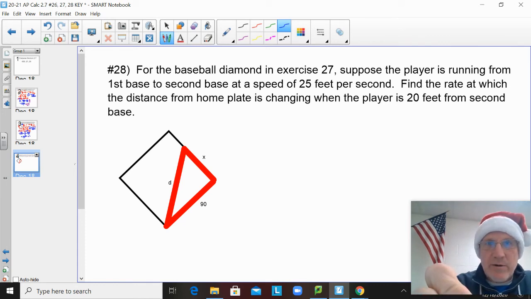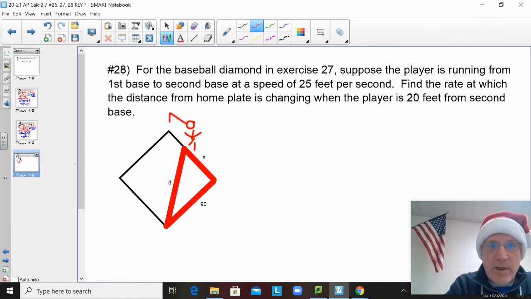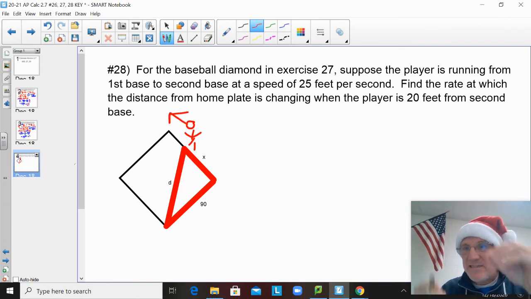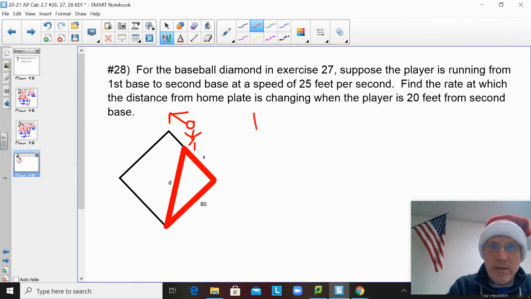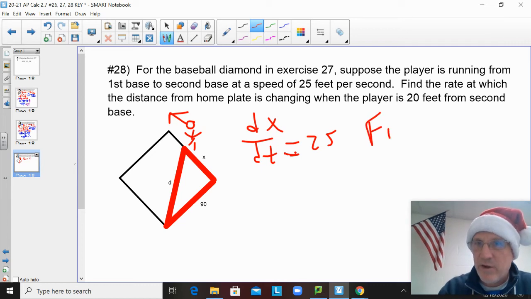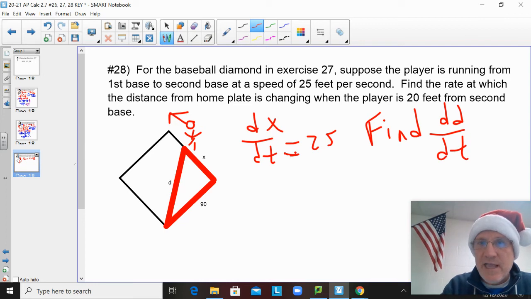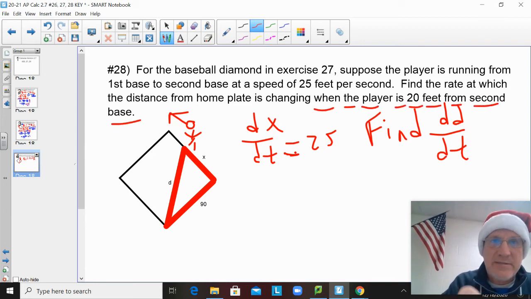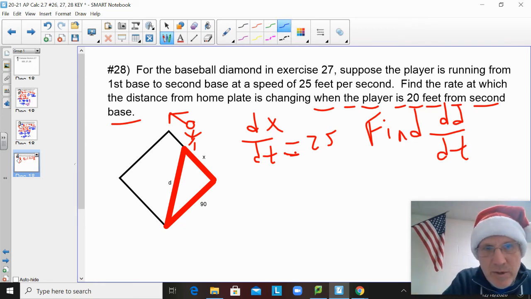So the player is here. That distance x, his distance from first base, is increasing. So here dx/dt is positive 25. And now here's where the confusion turns up. It says find the rate at which the distance from home plate is changing. So that's not new. It wants us to find dd/dt, but it says when the player is 20 feet from second base. That's trying to trick you.